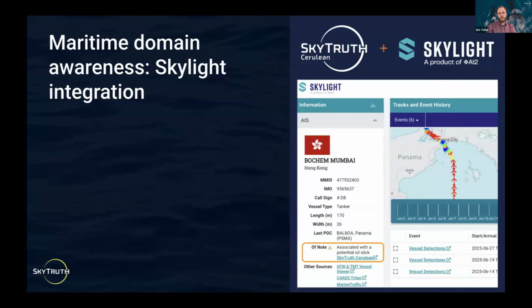Secondly, we're finding that this is potentially quite useful for maritime security and the enforcement of laws against environmental crime. One of the major victories we've had in the last few months is the integration of Cerulean data with Skylight, which is a significant maritime domain awareness system used by over 40 countries to monitor their coastal and ocean territories. And so now here you can see a screenshot of the Skylight platform showing the same vessel that Christian just showed you that's been associated with two oil slicks.